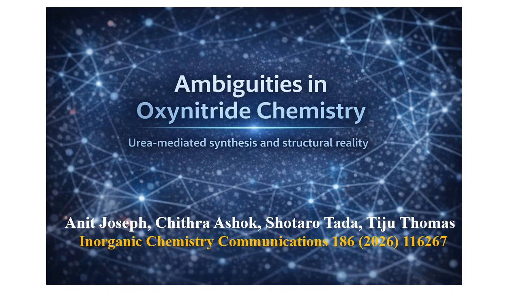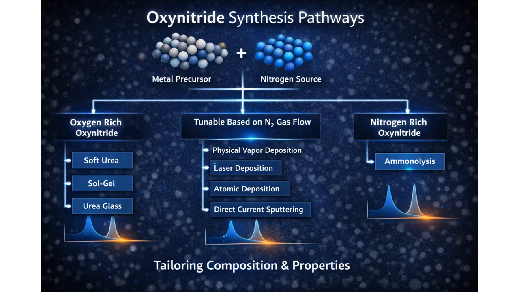Oxynitrides are exciting materials, but their chemistry is often confusing. Let's quickly see how they form and why ambiguity arises. Oxynitrides begin with a metal precursor and a nitrogen source. The synthesis pathway determines whether oxygen or nitrogen dominates.